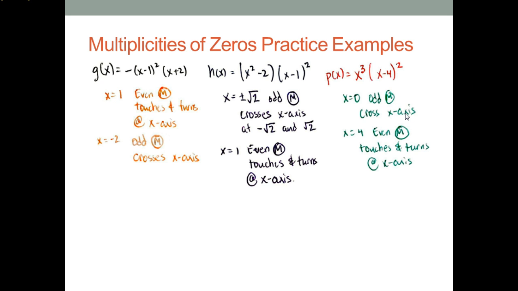We don't know if it touches and turns on the positive side of y, or on the negative side of y, but we do know that it touches and turns. So again, multiplicities tell us the behavior of the graph at a 0. It does one of two things: it touches and turns if it has an even multiplicity, and it will cross where it has an odd multiplicity.